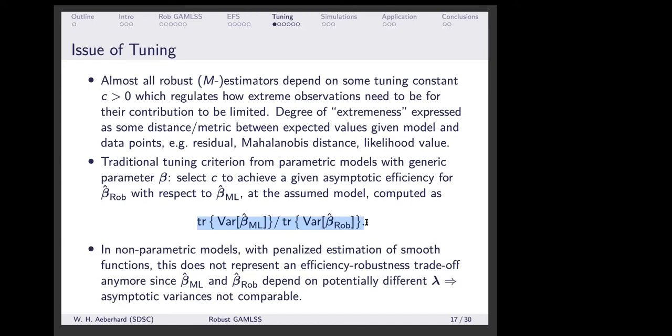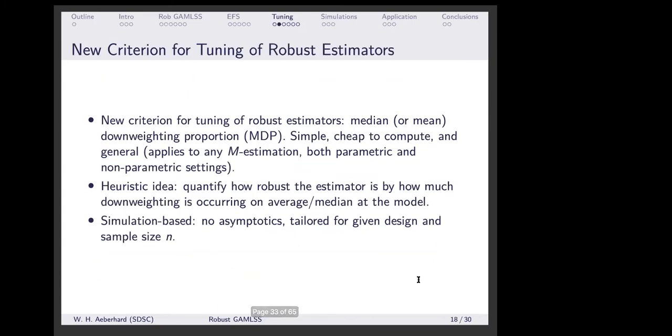Now, the issue we're facing here is that these asymptotic covariances are only meaningful in parametric models, really. If you have non-parametric effects, typically your lambdas will be different between the two estimators you're comparing. So the two covariances will actually not be directly comparable. What can we do? This is where we introduced a fairly simple and effective new criterion for tuning estimators. We call it the median downweighting proportion, MDP for short.